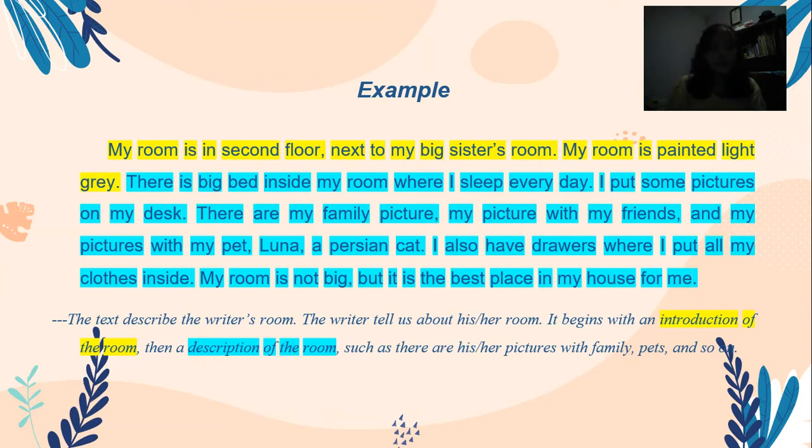The text is including the descriptive text because the text describes the writer's room. The writer tells us about his or her room. It begins with an introduction of the room, then a description of the room, such as there are his or her pictures with family, pets, and so on. So introduction of the room I mark with yellow color, and the description of the room I mark with blue color.